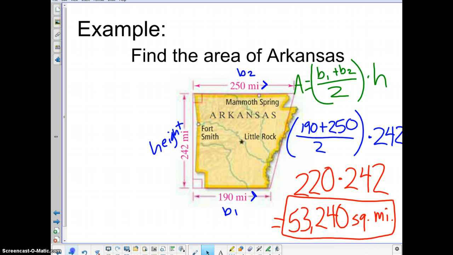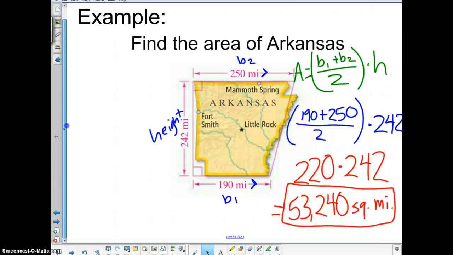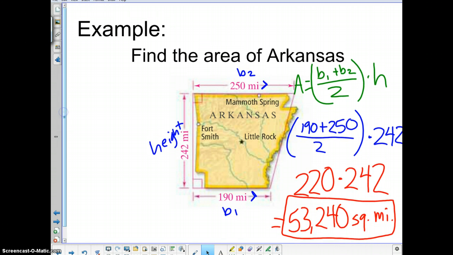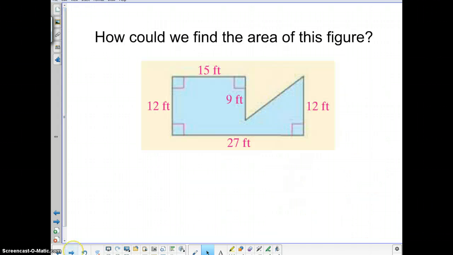So Arkansas is kind of in the general shape of a trapezoid. Obviously there's some area there that we're not accounting for, but the approximate land area of Arkansas would be 53,240 square miles with the information given. Okay, so that's one example of how we would find the area of a trapezoid.